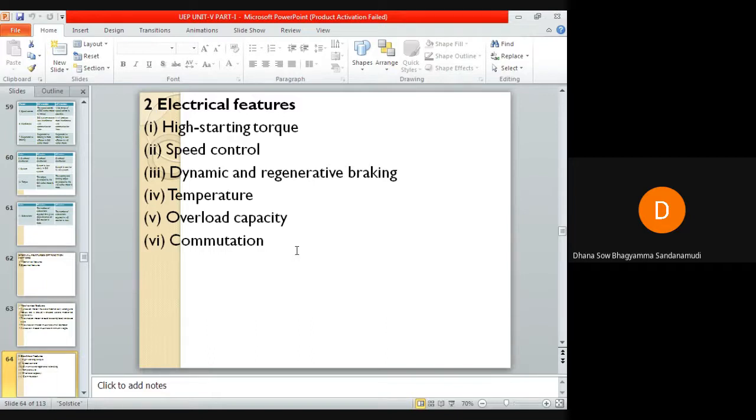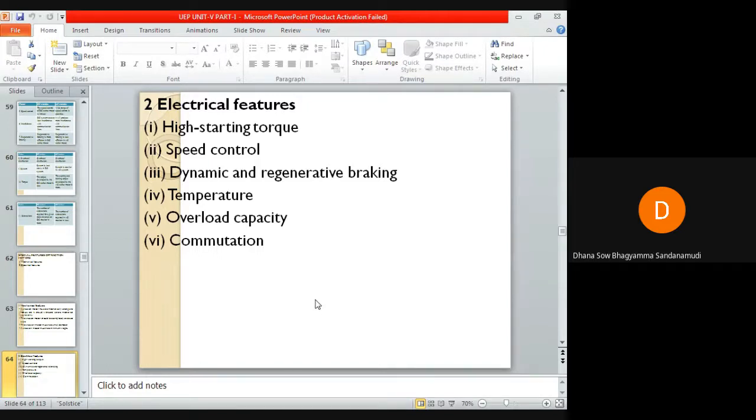Next one is speed control. The speed control of the traction motor must be simple and easy. This is necessary for frequent starting and stopping of the motor in traction purpose. And next is dynamic and regenerative braking. The traction motor should be able to provide easy, simple, rheostatic and regenerative braking. It is subjected to higher voltages, so the system must have the capability of withstanding voltage fluctuations.